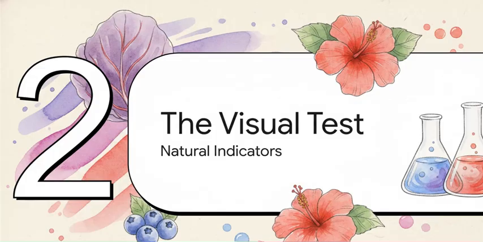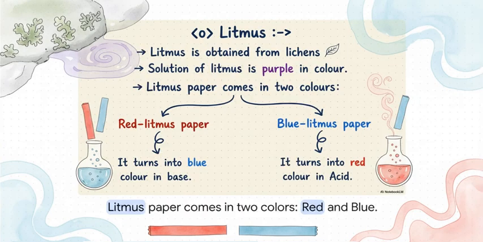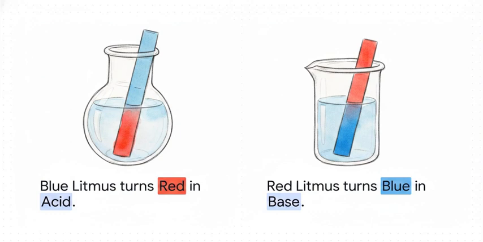Moving right along to part 2, the visual test, natural indicators. Perhaps the absolute most famous natural indicator of all time is litmus. You've probably heard of it. But did you know litmus is actually obtained from lichens? Those fascinating, crusty composite organisms you see growing on rocks and tree bark. In its raw natural solution form, litmus is actually purple. But just for convenience, scientists process it into 2 very distinct, easy-to-use types of paper: red litmus paper and blue litmus paper.